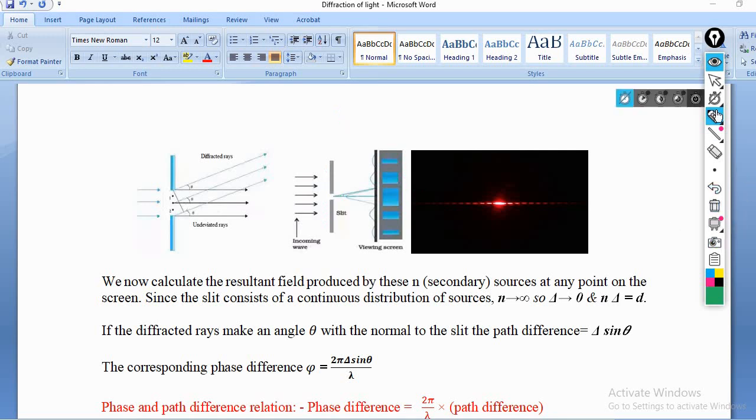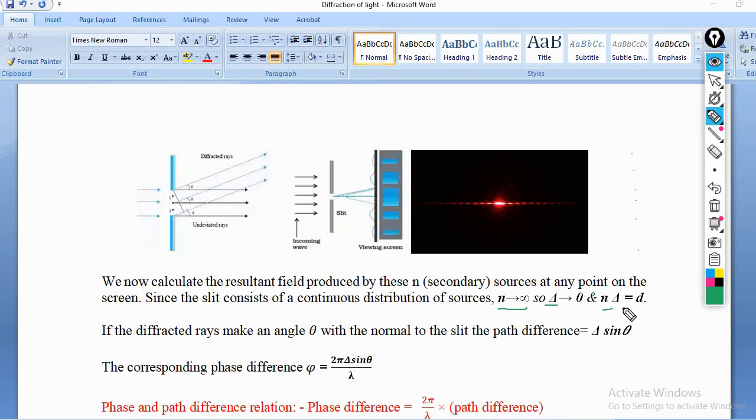So to do this derivation for the single slit experiment, we are considering there are n number of secondary sources available. There will be n number: 1, 2, 3, 4, 5, 6 up to n. And the gap between the secondary sources is given by delta. If n is quite large, then delta will be very small. It tends to 0. So they will be very close to each other.